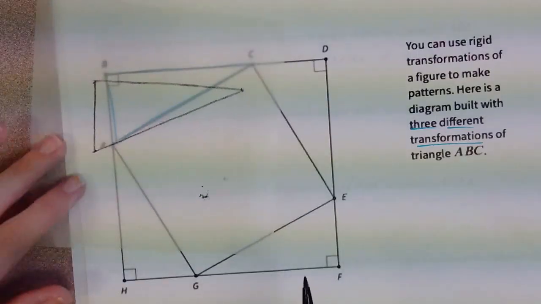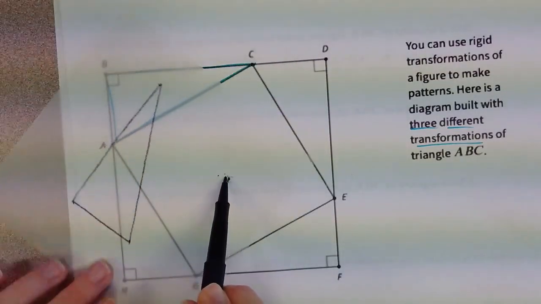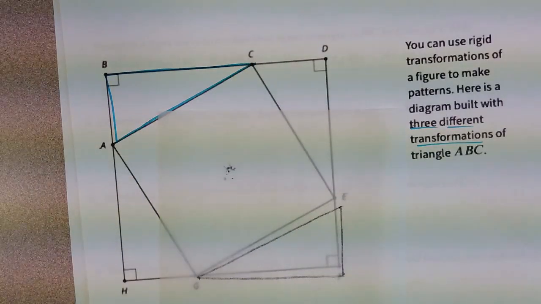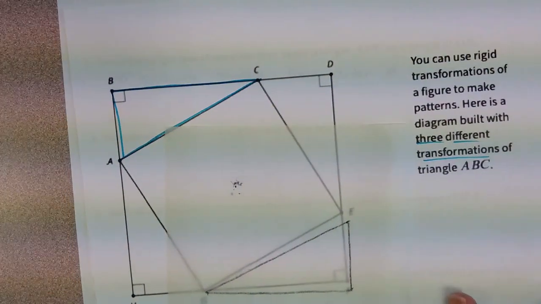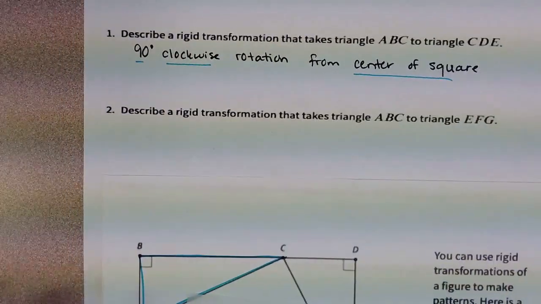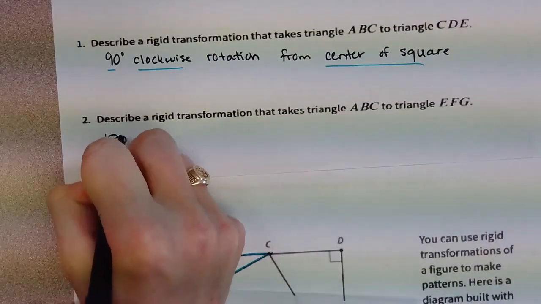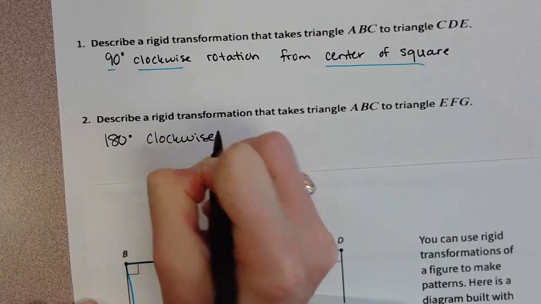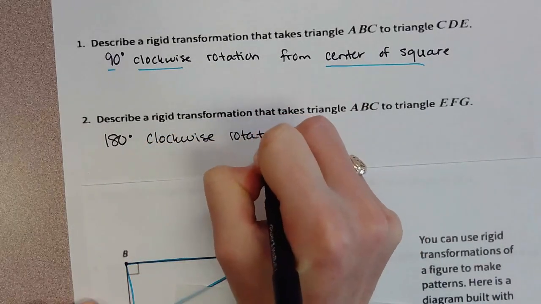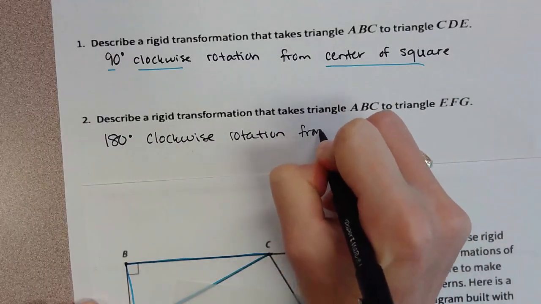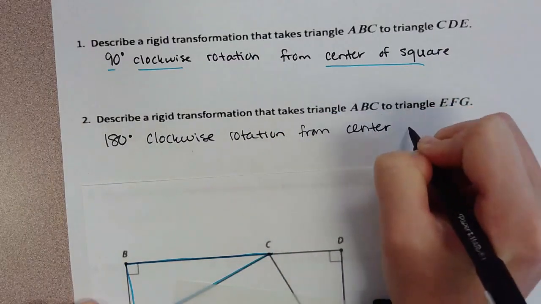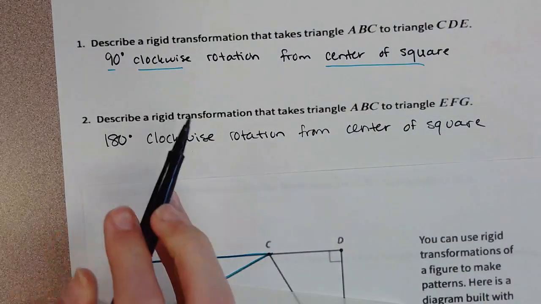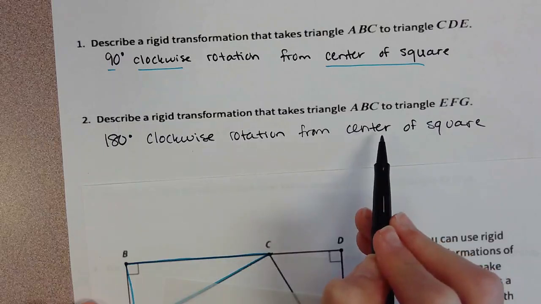Let's see if it matters, though, if I go counterclockwise. So if I go this way, it does not matter. It doesn't matter if you go clockwise or counterclockwise, only when you are going 180 degrees. So this time, I'm going to write it very similar, 180 degrees clockwise, or like I said, you could do counterclockwise rotation from the center of the square. And again, make sure that you have those 3 parts. How much, what direction, where's your center?